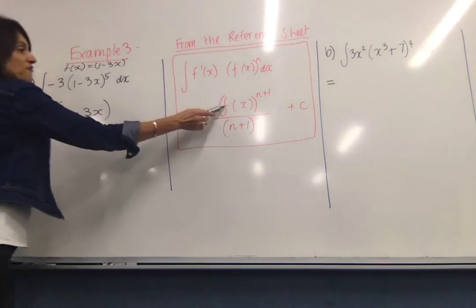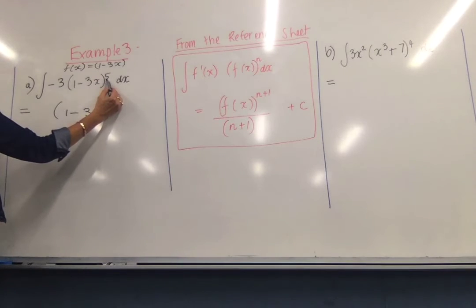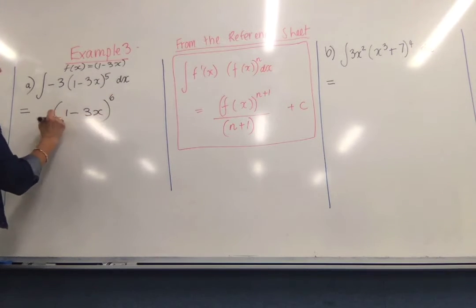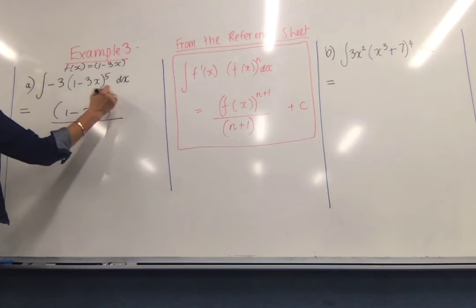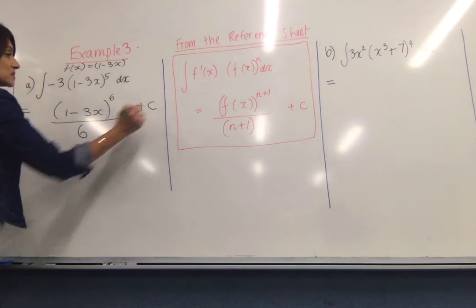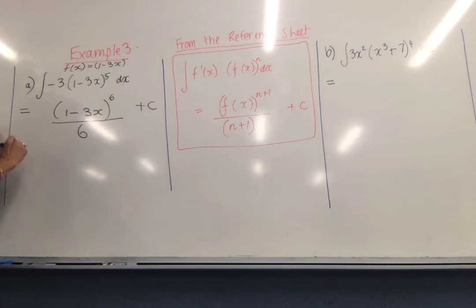So we take our function and we raise it to the power of n plus 1. n was previously 5, so n plus 1 is the power of 6, and then over n plus 1, which is 6, plus our constant. Okay, so this is our final answer. How can we check that this is correct?